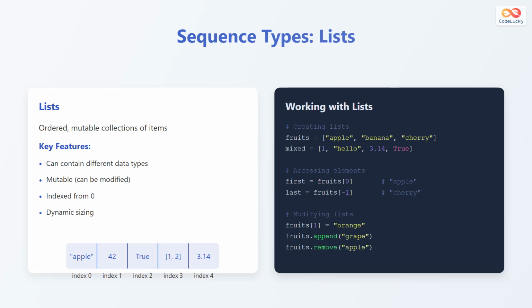Here are the ways to work with lists. To create a list, you can use square brackets and include different data types. To access the first element, use the index 0, and to access the last element, use the index -1. To modify a list, you can assign a new value to an element using its index, append an element to the end of the list using .append, and remove an element by its value using .remove.